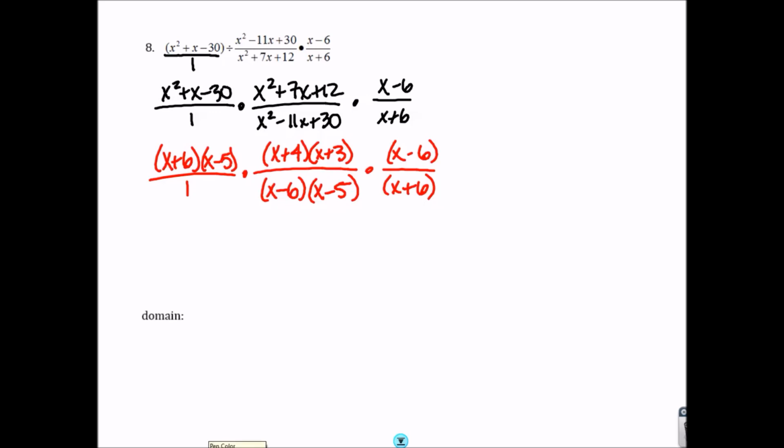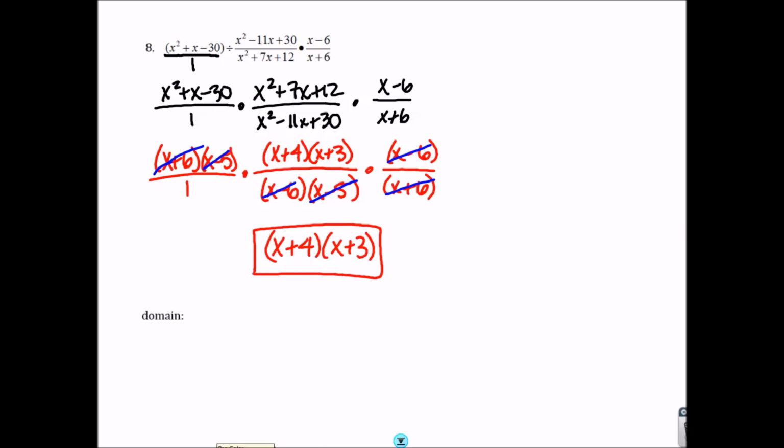Now we can go ahead and cancel our like factors. We have an x minus 5 in both the numerator and denominator, an x minus 6, and an x plus 6. So we are just left with x plus 4 times x plus 3 over 1. And since it's over 1, we do not need to write that denominator, but you can if you feel more comfortable with it.